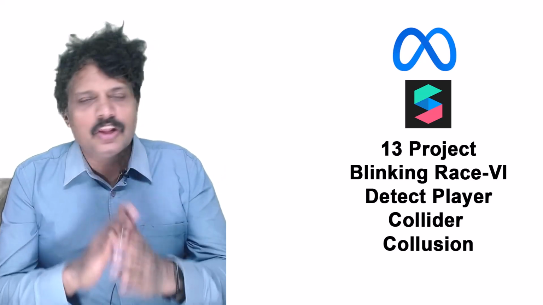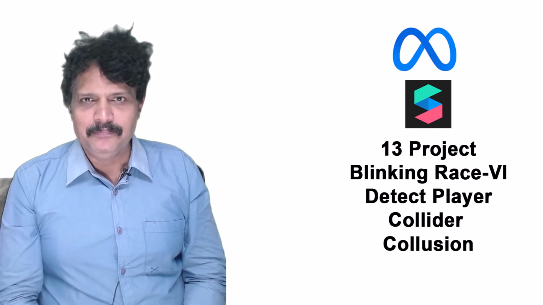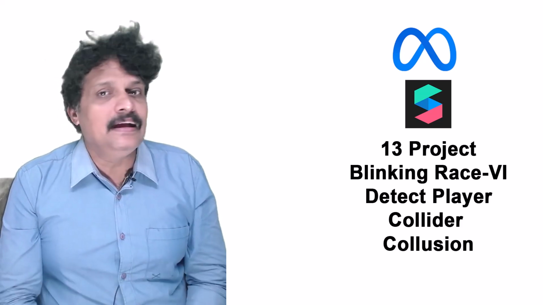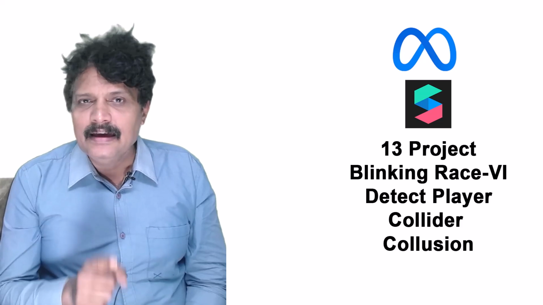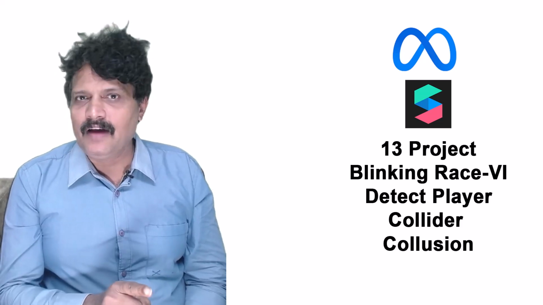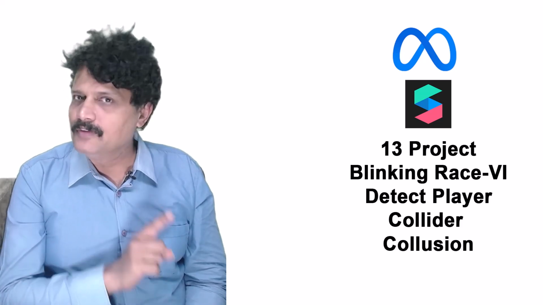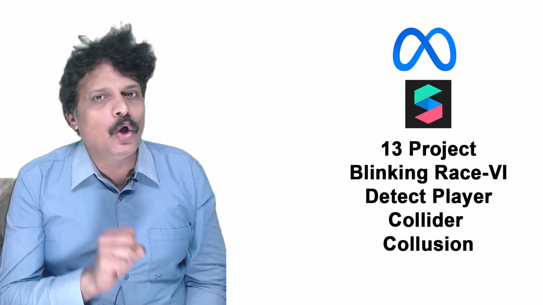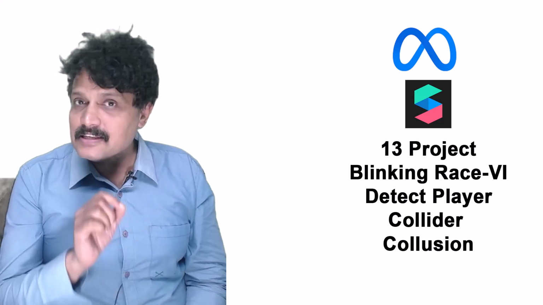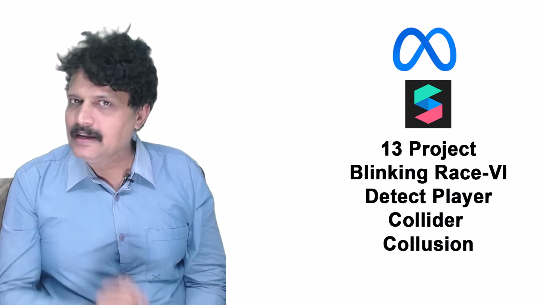So this is the logic that we are going to apply, and for this the first thing we need is, we need the x and y coordinate values of the collider and the x and y coordinates of the player. How are we going to get these values? This is what we are going to do in this session.